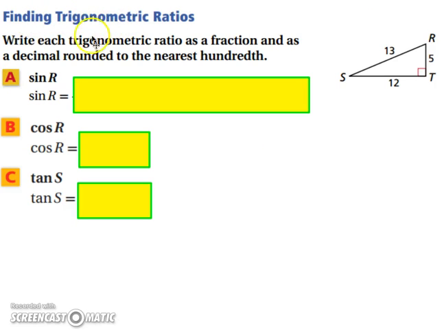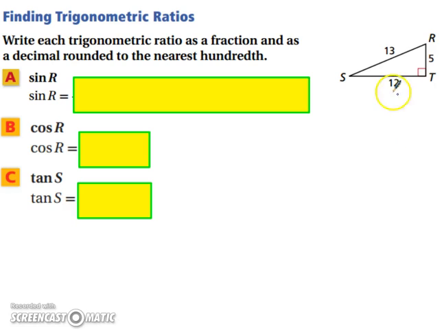Finding trigonometric ratios. Write each trigonometric ratio as a fraction and as a decimal rounded to the nearest hundredth. So it's asking for the sine of r. In this case, it's just asking for a straight up fraction to a decimal. We're not actually finding angle measures here. So we want the sine of r. For sine, we want opposite over hypotenuse. So we want 12. So that's the opposite. And then our hypotenuse is 13.